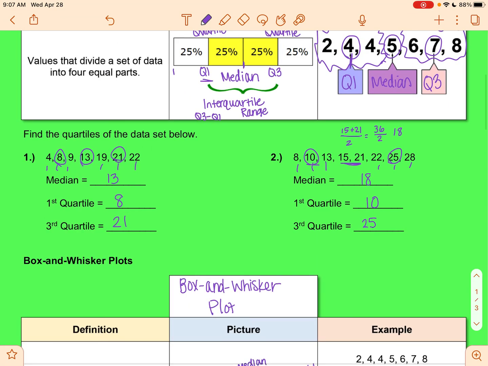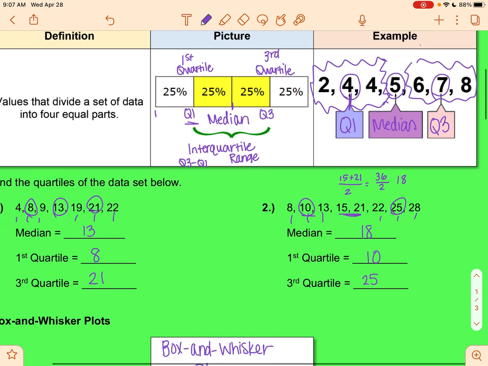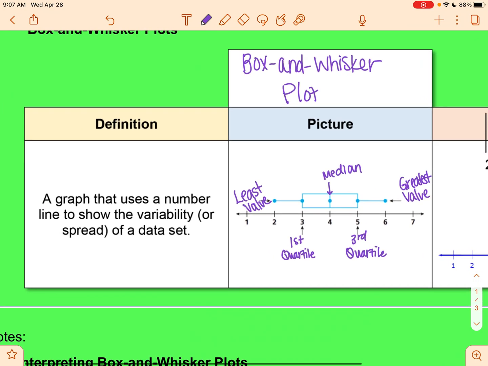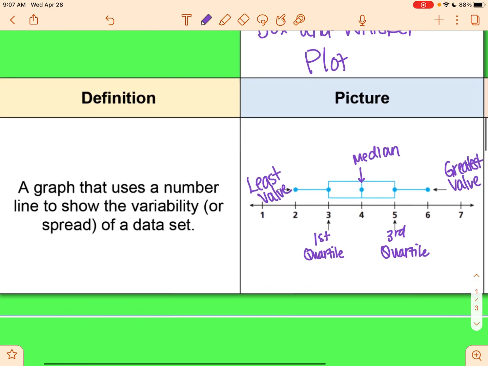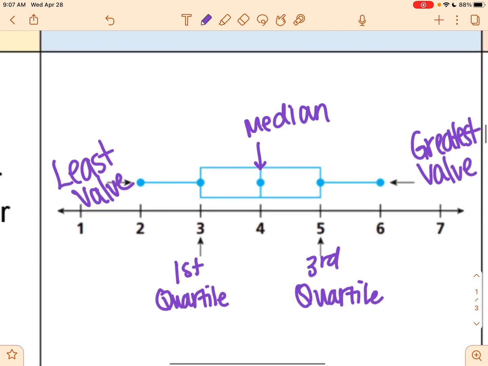I hope that made sense, because now we're going to use medians, first quartiles, and third quartiles when we create a box and whisker plot. A box and whisker plot is a graph that uses a number line to show the variability. Another word for variability is the spread of a data set. So this is what a box and whisker plot looks like.